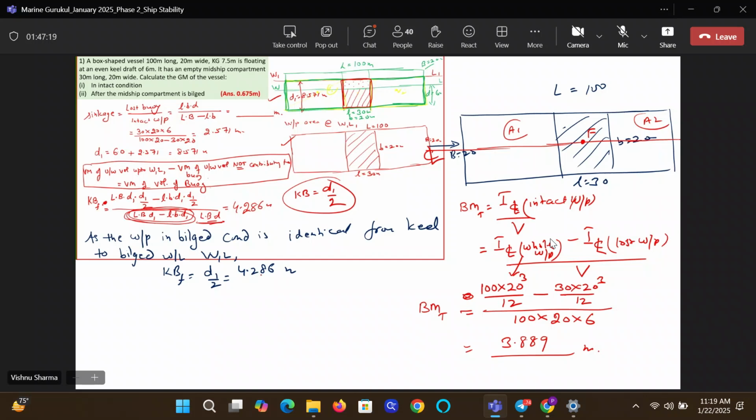And now you have both KB and BM. You can add. So the final GM in the bench condition will be KB 4.86286 plus BM 3.889 minus KG, under the lost buoyancy method. One of the advantages was KG will remain unchanged. So minus 7.5, and it should give you an answer of 0.675 meters. Yes or no? Please see. Correct.